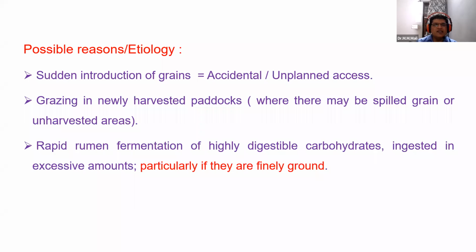The possible reasons or etiology for this ruminal acidosis is sudden introduction of grain, either accidental or unplanned access, grazing in newly harvested paddocks where there may be spilled grains or unharvested areas. The rapid rumen fermentation of highly digestible carbohydrates ingested in excessive amount, particularly if they are finely ground. So all these factors lead to the occurrence of this ruminal acidosis in sheep and goats.